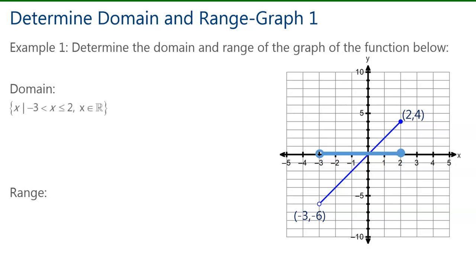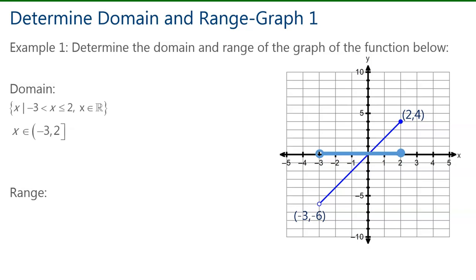We can write this as the set of x's such that x is greater than -3 and x is less than or equal to 2, where x is a real number. Or in interval notation, as the half-open interval from -3 to 2, with an open bracket next to the -3 and a closed bracket next to the 2.